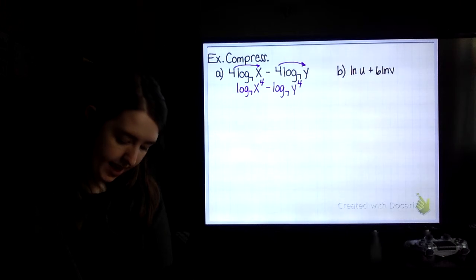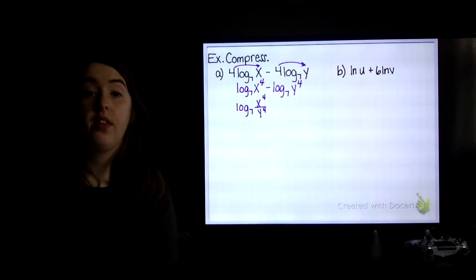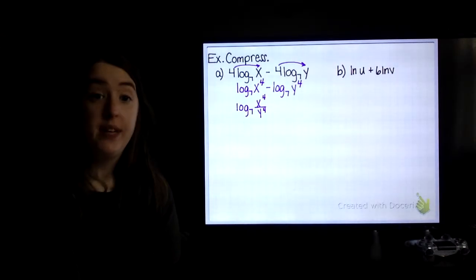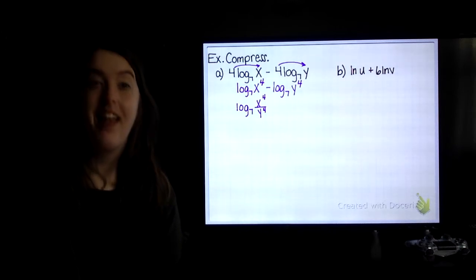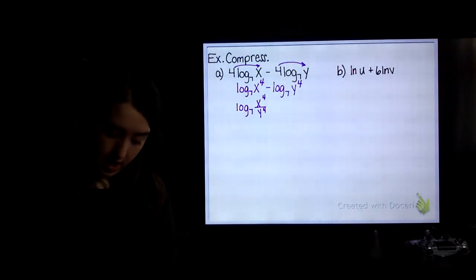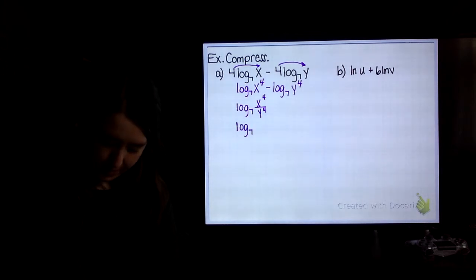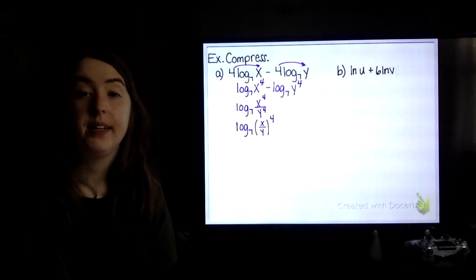So I'm going to have log base 7 of x to the 4th over y to the 4th. You can absolutely keep it like that. One thing that to me it's kind of screaming, hey, factor out that 4th power. You definitely don't have to. But I'm going to rewrite this as log base 7 of x over y to the 4th power.